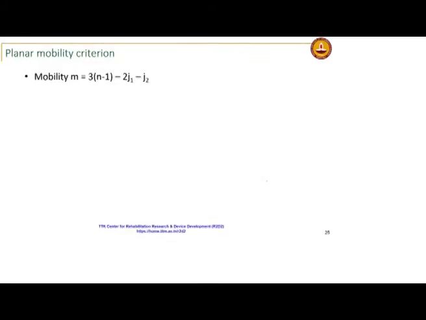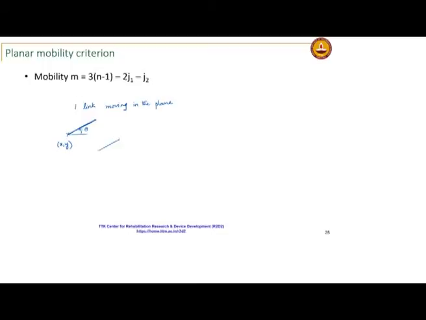If I have one link moving in the plane, to completely specify the motion of that link, how many degrees of freedom do I need? 3 degrees of freedom, because I need the x and y coordinates of one point and the orientation of the link in the plane.